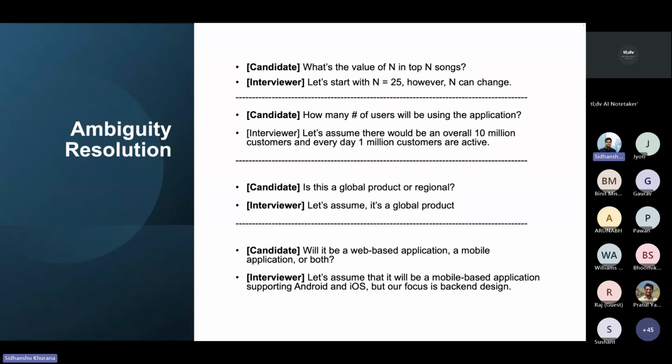Is this a global product or a regional product? Let's assume it's a global product. Will it be a web-based application or a mobile-based application or both? Let's assume that it will be a mobile-based application supporting both Android and iOS platforms, but our focus is on the backend design.